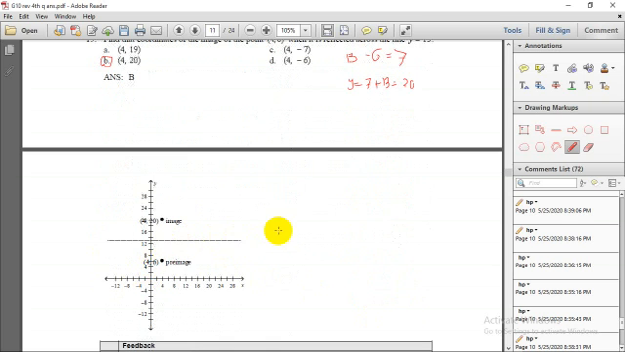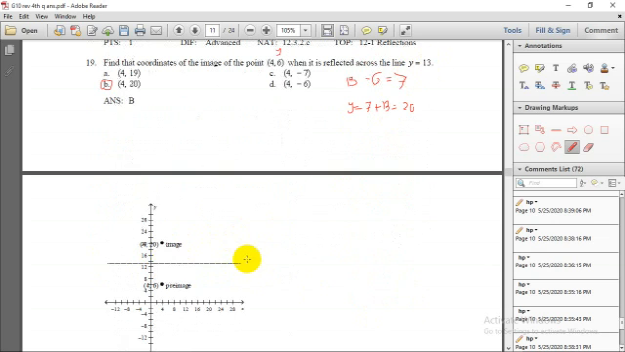Of course, if I draw it, look here, this is my point 4 and 6, and this is my line, which is y equals 13. The distance between the pre-image and the line is 13 minus 6, which is 7. I'm going to take another 7 on the other side because we said that the pre-image and image have equal distance from the reflection line. So 13 plus 7 will be 20. So my image will be 4 and 20.